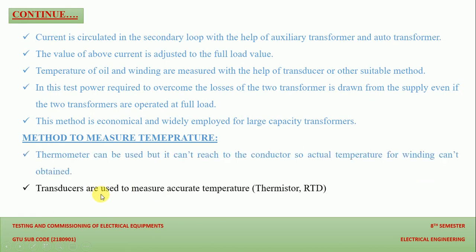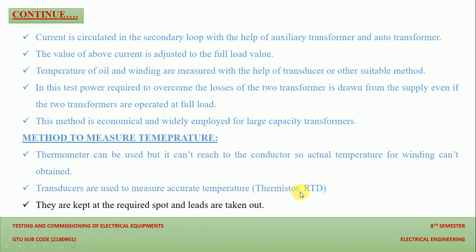So yes, transducers are used to measure the accurate temperature, and the transducer which we use to measure the temperature is, say, a thermistor or an RTD. The thermistor has an NTC property, negative temperature coefficient. So as the temperature increases, the resistance of the device will reduce, and the RTD has a PTC property, positive temperature coefficient. So as the temperature increases, the resistance of the device will also increase.